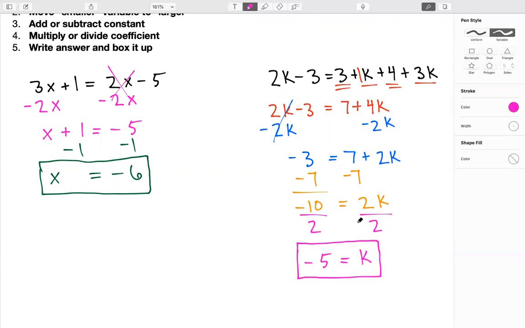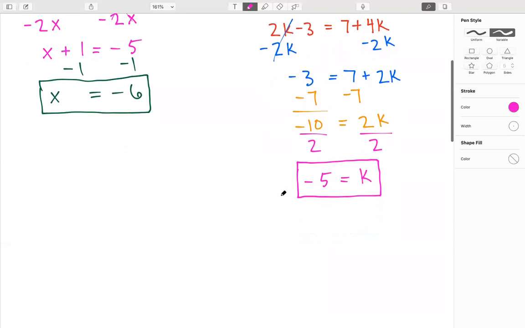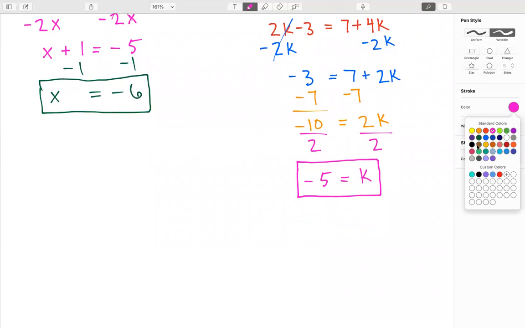What's really important is that you see we are doing the same thing on both sides of the equation. Right here, we subtracted 2k from the left side, we subtracted 2k from the right side. We subtracted 7 from the right side, we subtracted 7 from the left side. Here we divided the right side by 2, we divided the left side by 2, all in an effort to get stinky right here by itself. That's the variable, I call it stinky.